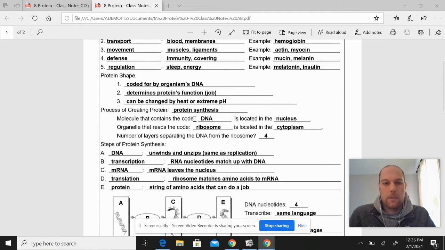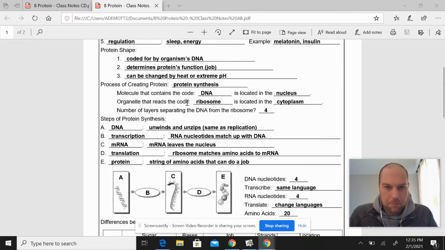The next chunk has to do with protein synthesis, which is how proteins are made. Synthesis means to make or to create. Starting off, the molecule that contains the code is DNA. DNA has the code to make proteins. Where is it? It's always in the nucleus. DNA never leaves the nucleus.